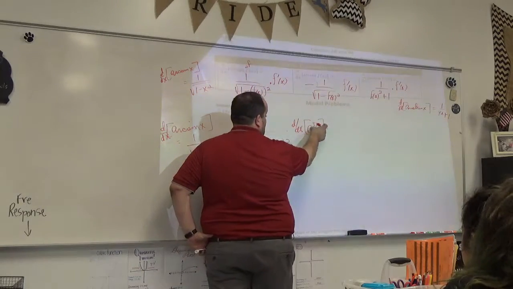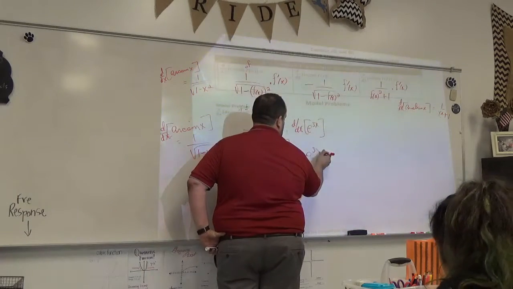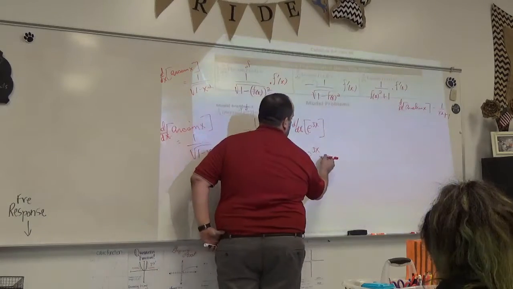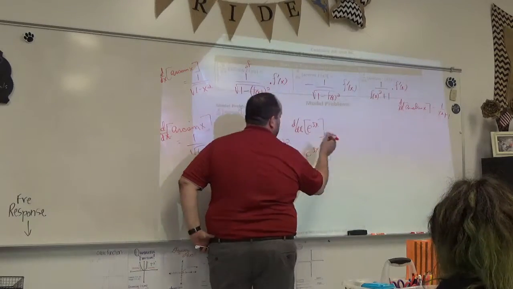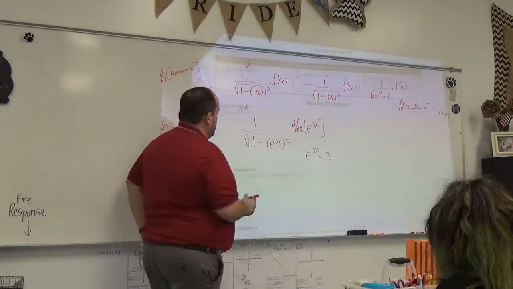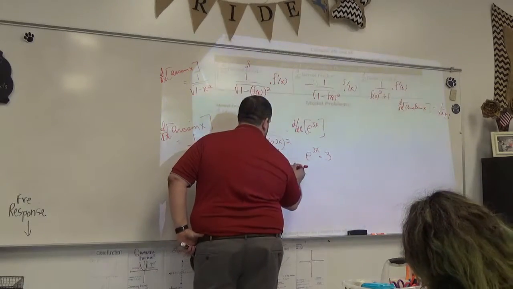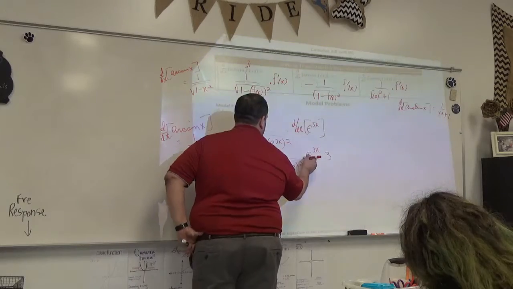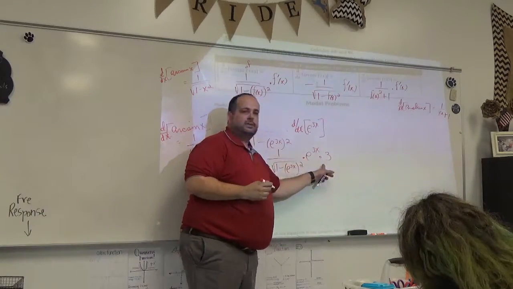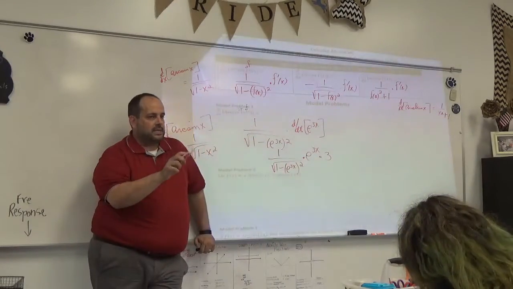Derivative of e to the power of stuff is e to the stuff times derivative of the stuff. When I put it all together, I'm going to have 1 over the square root of 1 minus e to the 3x squared times e to the 3x times 3. How many guys honestly had that as your derivative?